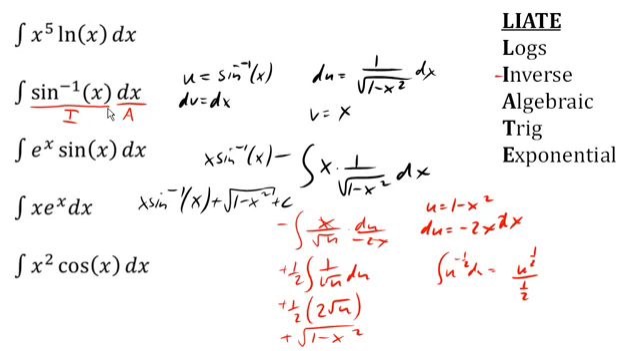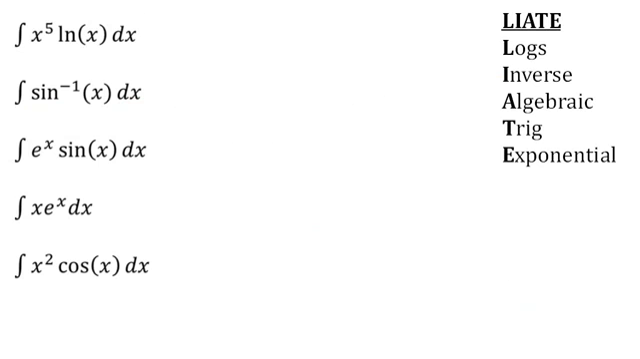So here we have e to the x, which is exponential, and sine, which is trig. Since trig shows up first on the list, we'll let u equal sine x, and dv equal e to the x dx. And I'm not going to show that one the rest of the way through in this video.